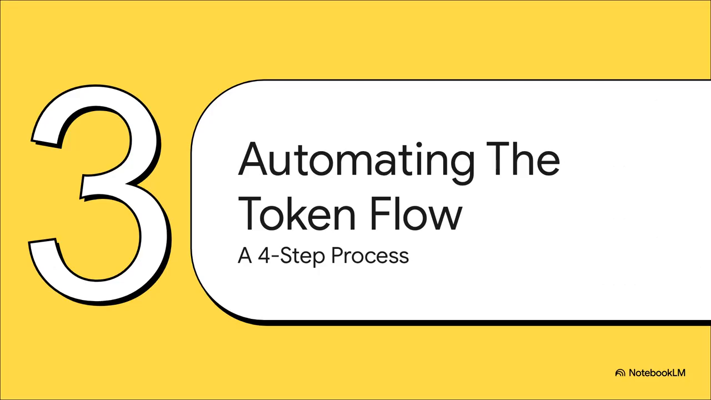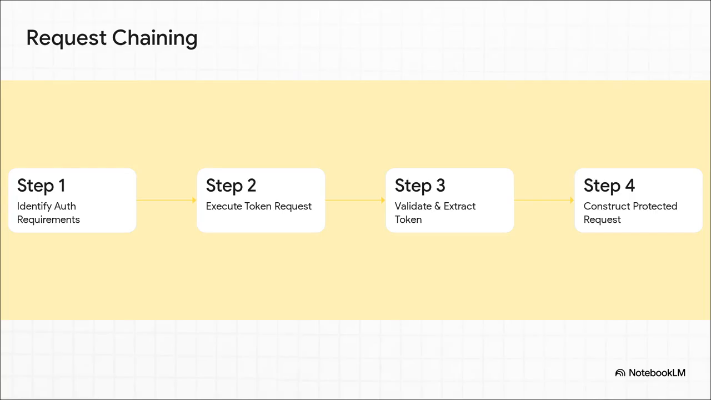So, how do we finally escape that copy-paste nightmare? Simple. We automate the entire token flow from start to finish. This is the professional way, and trust me, it follows a super simple, repeatable 4-step process that's going to make your tests rock solid. This whole process is called the request chaining pattern. Sounds fancy, but it's not. Step 1, we figure out what the API needs. Step 2, we make a request to actually get the token.